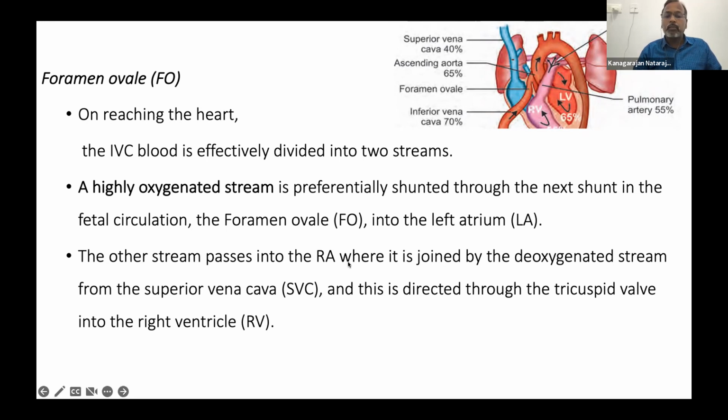The next stream goes from the RA, which is joined by the deoxygenated stream, through the tricuspid valve. This is the blue color. So you have blood from the SVC and the remaining anterior part of the IVC mixing in the RA, going to the RV, then ejected into the pulmonary artery. See the saturation, 55% only. See the ascending aorta saturation, 65%. So it's a relatively desaturated blood. And we know that there is no flow into the lung, so through the ductus arteriosus it comes into the descending aorta to supply the lower part of the body.